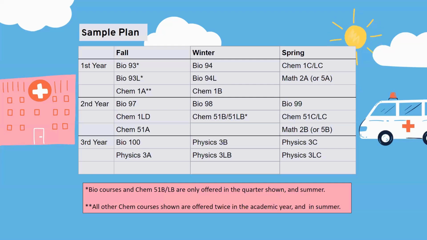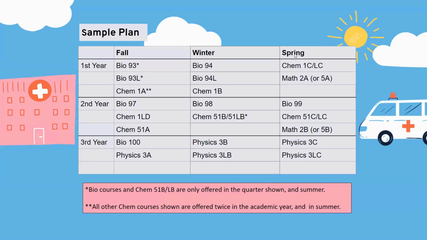Okay. So the basic plan would be to start with Bio 93 and 93L in the fall and take Chem 1A. Again, Chem is a year-long series, so you would progress through the rest of the year, Chem 1B in winter, Chem 1C and the lab in spring. And then Chem is a little different. They offset their G-Chem labs. So the last general chemistry lab will be Chem 1LD, which is actually taken in fall of the second year. Okay. For bio courses, in the first year, you continue into winter with Bio 94 and Bio 94L.